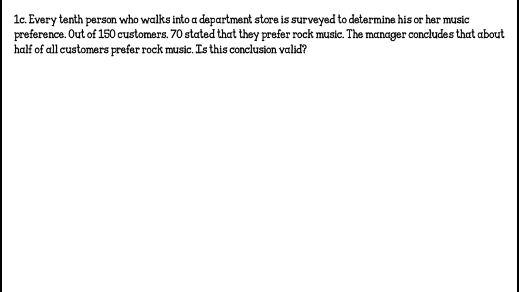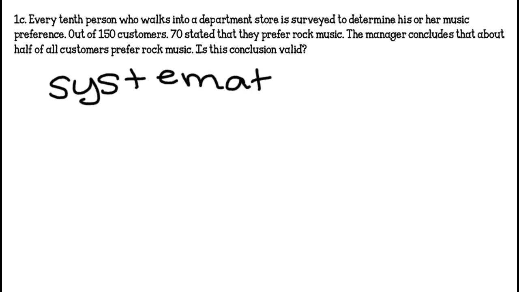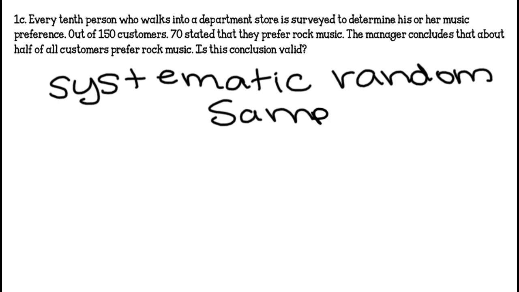Every 10th person who walks into a department store is surveyed to determine his or her music preference. Out of 150 customers, 70 stated that they prefer rock music. The manager concludes that about half of all customers prefer rock music. Is this conclusion valid? It is, because it is a systematic random sample. And yes, this is valid.